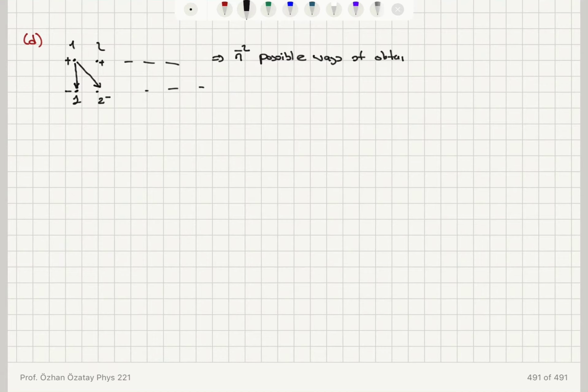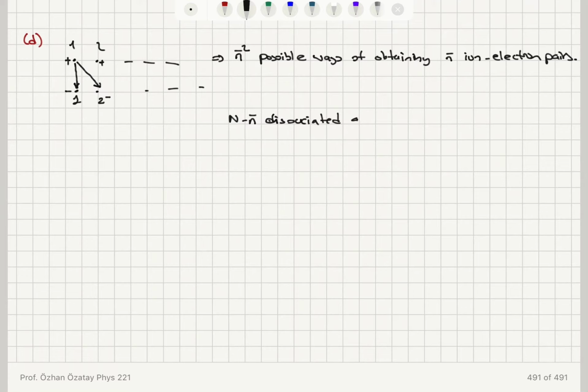N bar ion electron pairs. So also for capital N minus N bar atoms, we have basically no matching with these ions and atoms. So we have capital N minus N bar undissociated atoms.